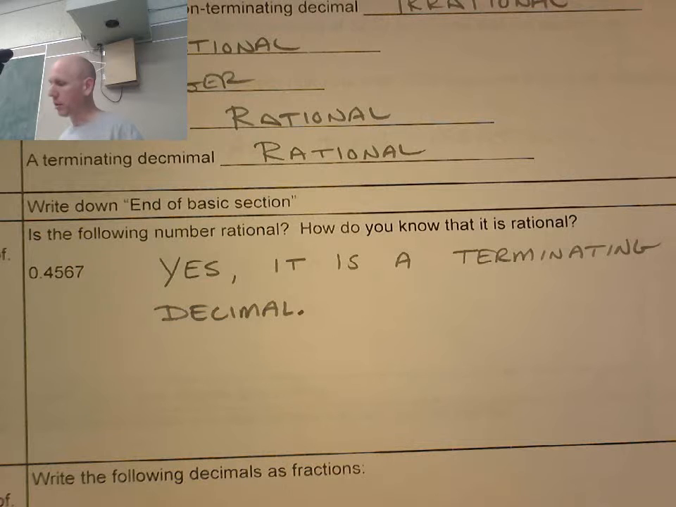Is the following number rational? Explain how you know it's rational. 0.4567. Yes, that's a rational number. How do I know? It's a terminating decimal. It has an end. Terminating decimals are rational.